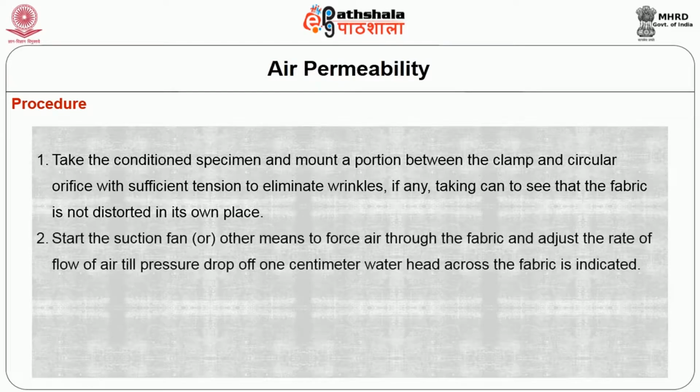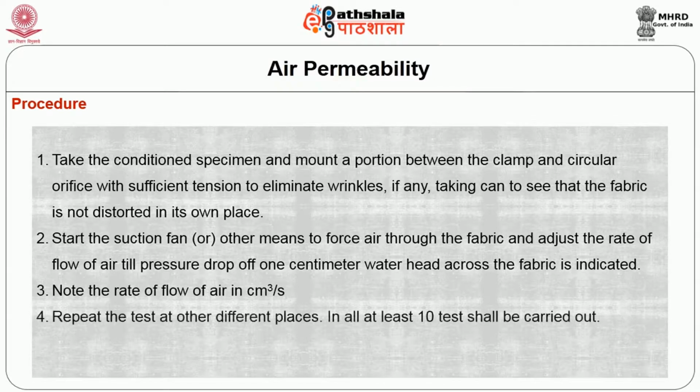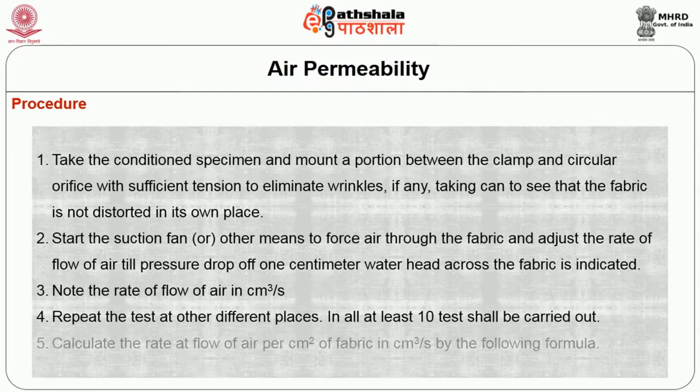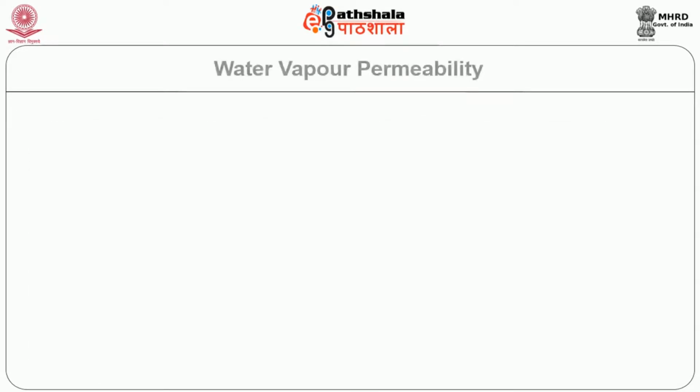Start the suction fan or other means to force air through the woven fabric and adjust the rate of flow of air till a pressure drop of 1 cm across the fabric is indicated. Measure the rate of flow of air in cm³ per second. Repeat the test at other different places. At least 10 tests shall be carried out for the woven fabric. Finally, calculate the rate of flow of air per square centimeter of fabric in cm³ per second using a standard formula. Water vapor permeability.